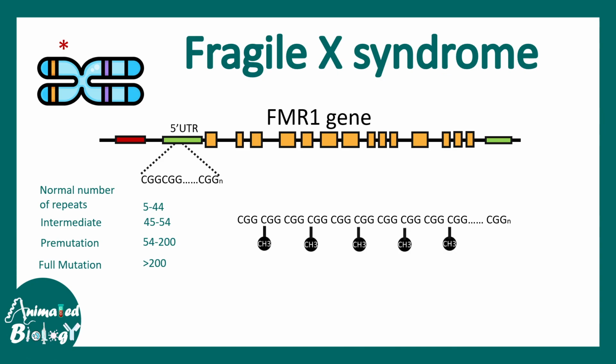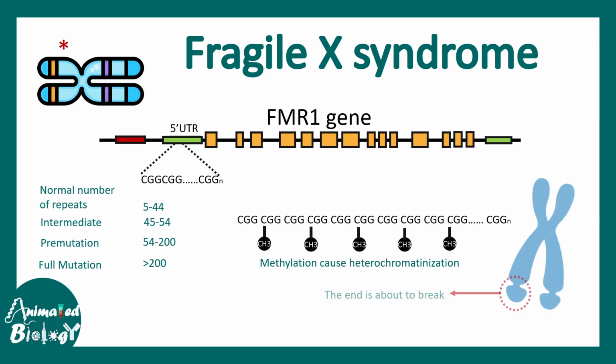When there are so many CGG repeats, there is methylation of these CG residues, and these methyl groups often lead to heterochromatinization. That's why the part of the chromosome where the FMR1 gene is becomes extremely heterochromatinized and condensed. That makes it appear like a break in the tail of the X chromosome, and thereby the name Fragile X was given.